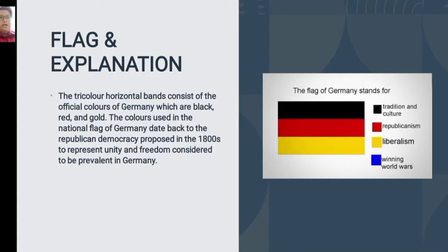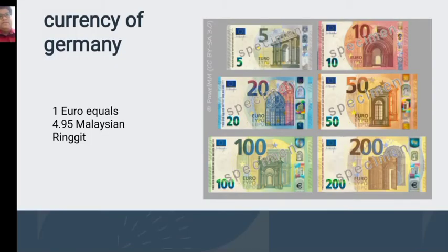Alright, the black means tradition and culture. And then red is Republican nation. So next is the yellow. Yellow is liberalism. So that's all about the flag and explanation.